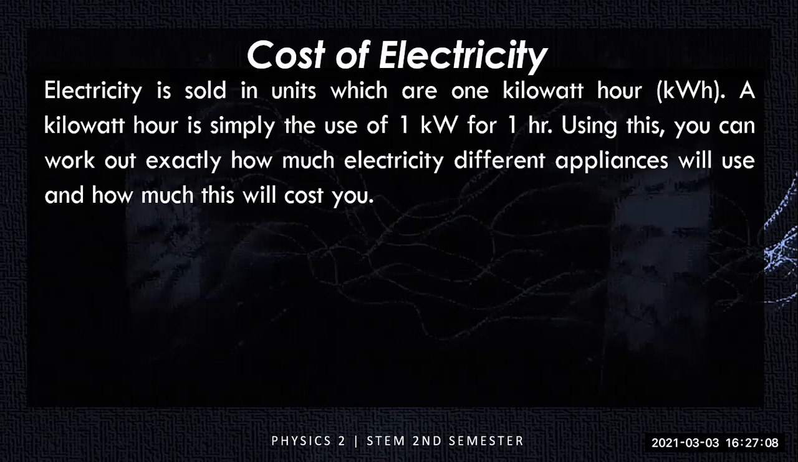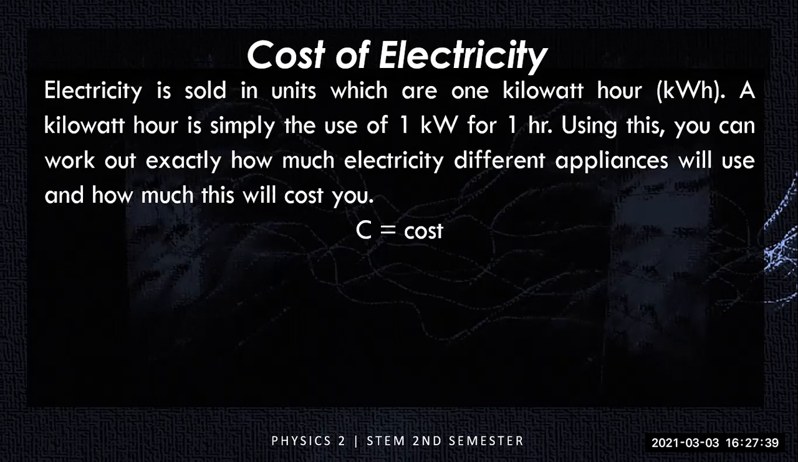So, what is now what we call the cost of electricity? Since we use electricity, we must be familiar with how electricity is computed in our electrical bill. Electricity is sold through what we call units, in which 1 kilowatt hour is simply 1 hour of 1,000 watts or 1 kilowatt. Using this, you can work out exactly how much electricity different appliances will use and how much this will cost you.